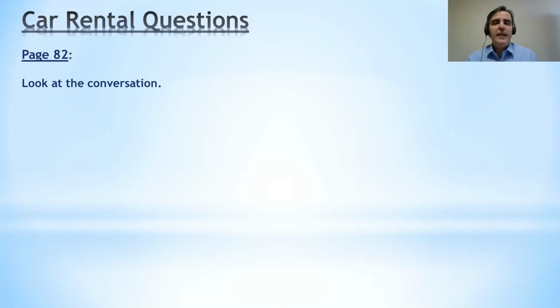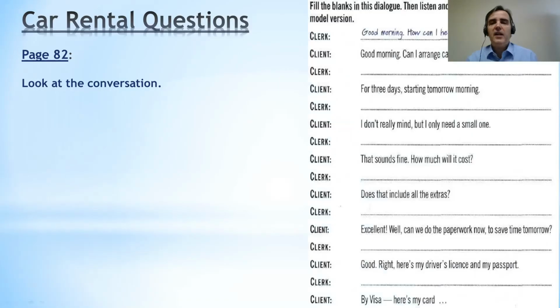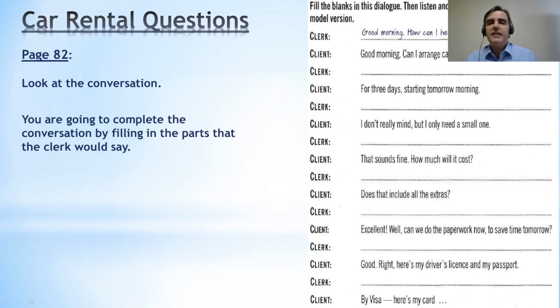So in this next part, we're going to see a conversation between a clerk and a client. And what we can see is some information missing. So what we would need to do is look at the clerk and think about, first of all, is it a question they're asking, or are they answering a question? Secondly, what kind of language should we use? Remember, it needs to be formal.